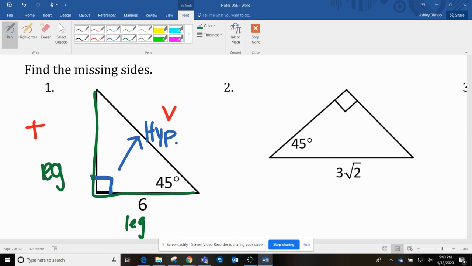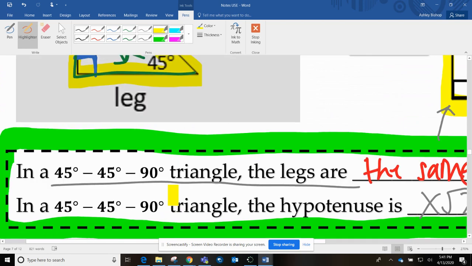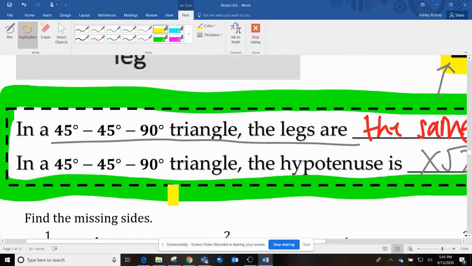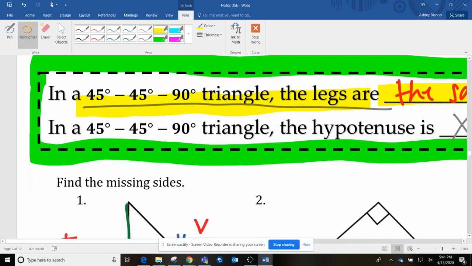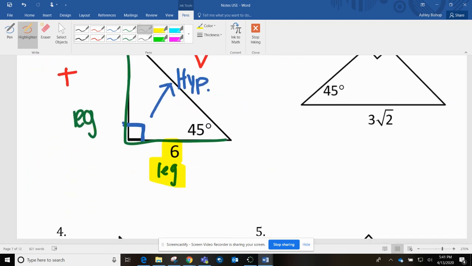Okay, and then after you label your 3 sides, leg, leg, and hypotenuse, go and find what you were given. You were given that one of your legs is equal to 6. So then you're going to set what you were given equal to your rule. So we were given a leg, and so let's go back to our triangle with the rules and see what it says about legs. In a 45, 45, 90-degree triangle, the legs are the same, and they're called X. So we can call this leg X.